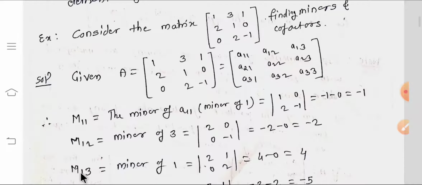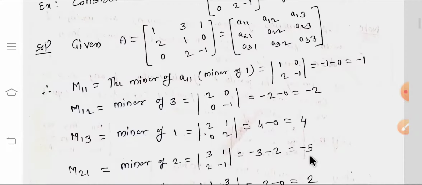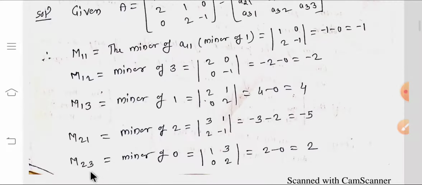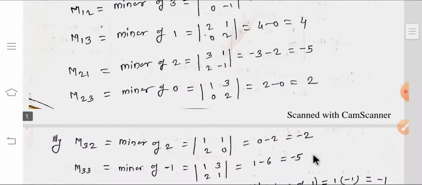Similarly, M13 means the minor of this one. The minor of this one is obtained by neglecting this row and this column: the determinant of 2 1 0 2. 2 twos are 4, minus 0, is 4. Next, M23 means the minor of 0, second row and third column, neglecting that row and column. So the elements are 1 3 0 2, that is 2 minus 0, which is 2.